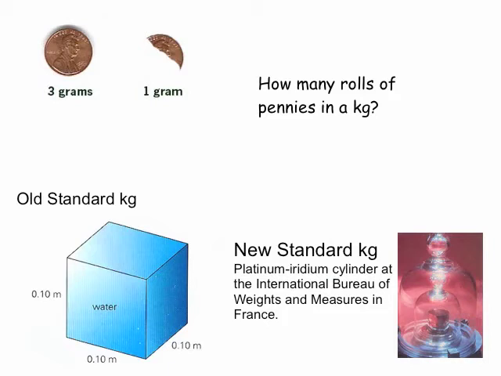A gram is about a third of a penny. What does a third of a penny weigh at the surface of the Earth? 1 penny weighs 3 grams. A gram is a very light measure of mass. A cube of water 10 centimeters on a side was the old standard for measuring a kilogram. That was the old standard of a kilogram. Now, a platinum iridium cylinder is our new standard.